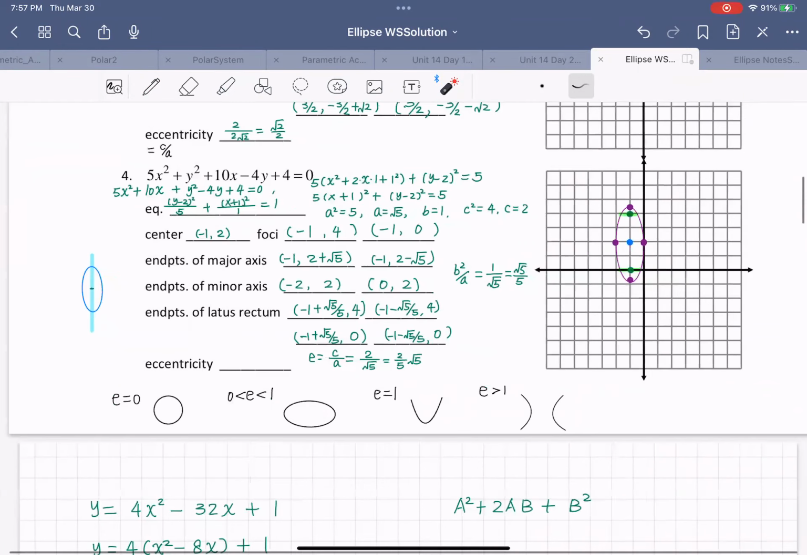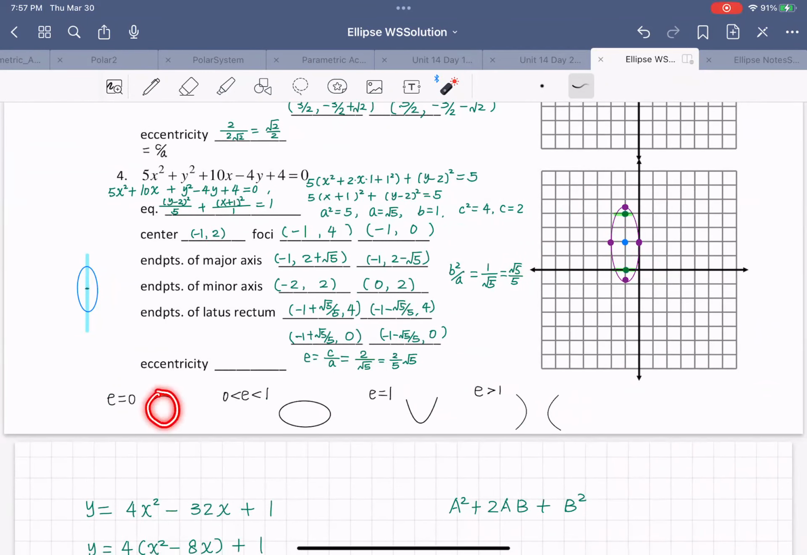Here is a quick summary. When you have a circle, C value is 0, so the eccentricity is 0. For the ellipse, C is less than A, but C is positive, so the eccentricity is between 0 and 1. In the future, when we learn the polar system in pre-calc, we will see that for the parabola, the eccentricity is 1. For hyperbola, which we will learn next class, eccentricity is greater than 1. Okay?